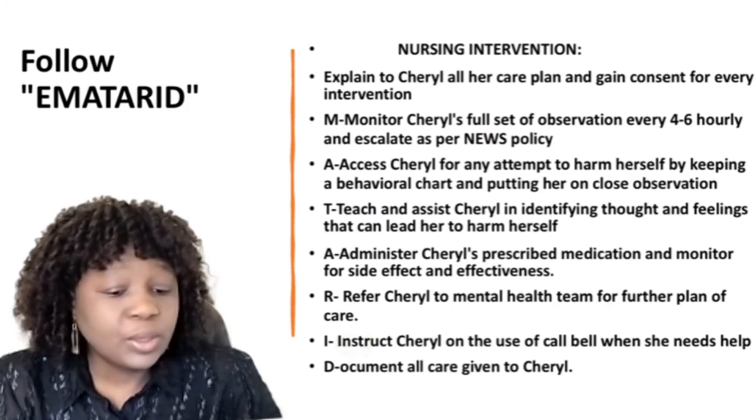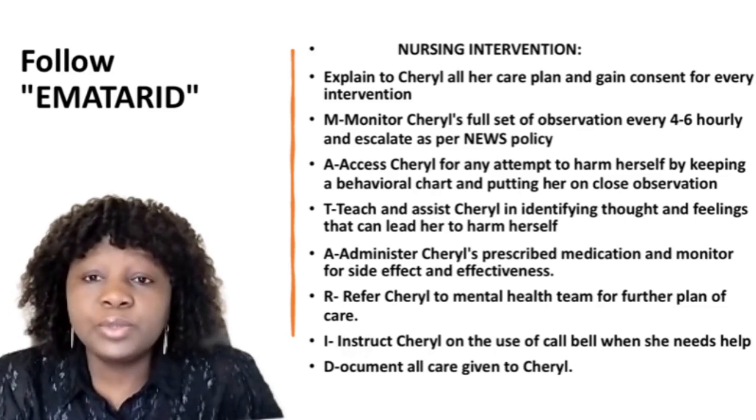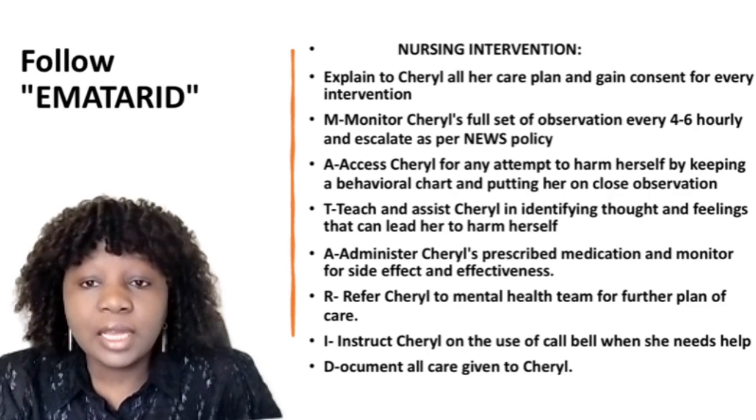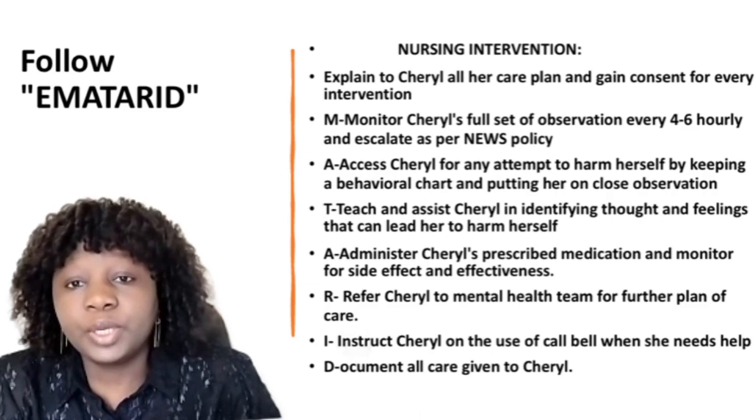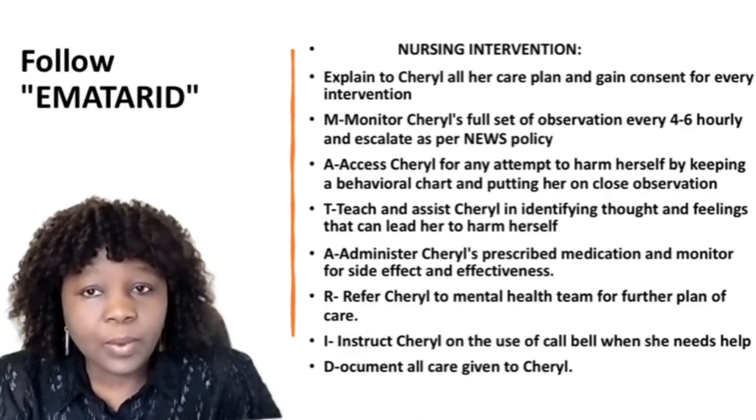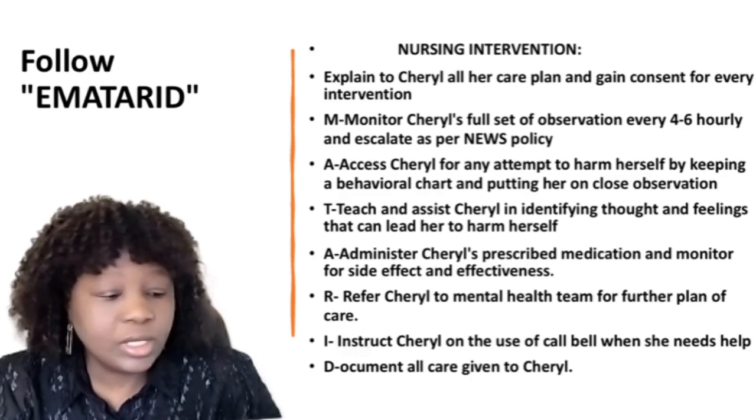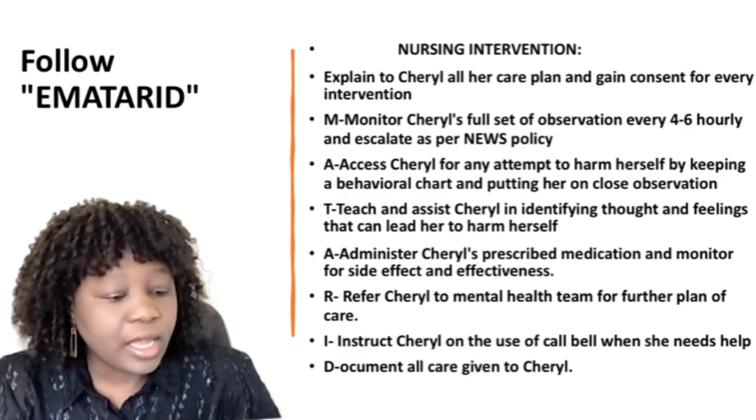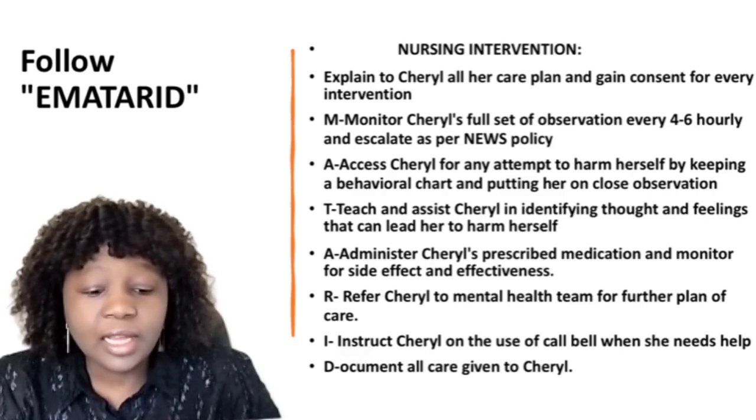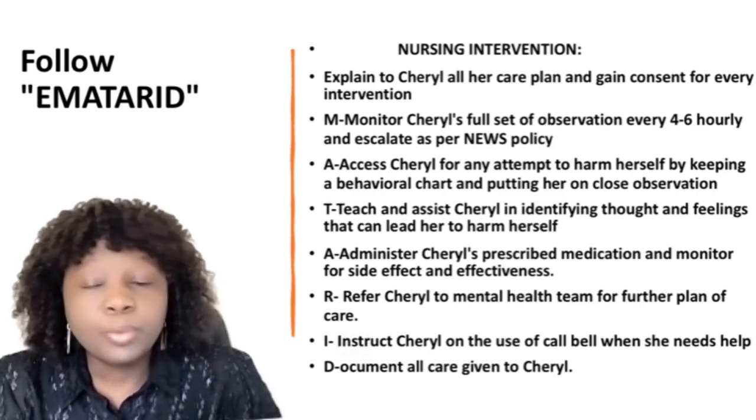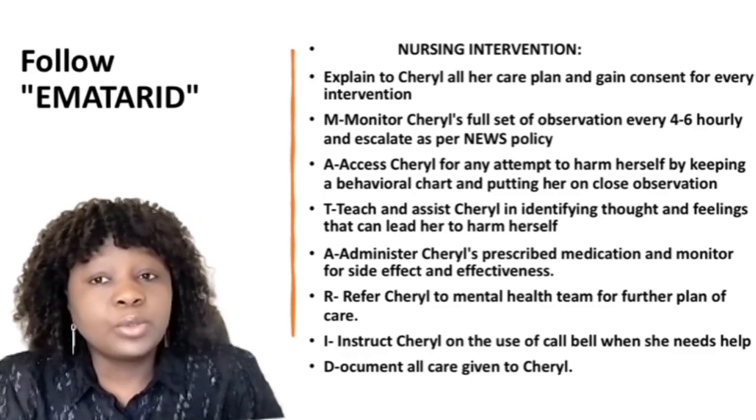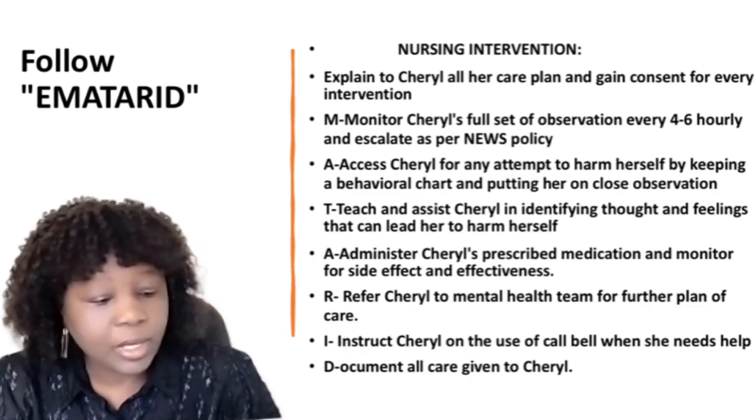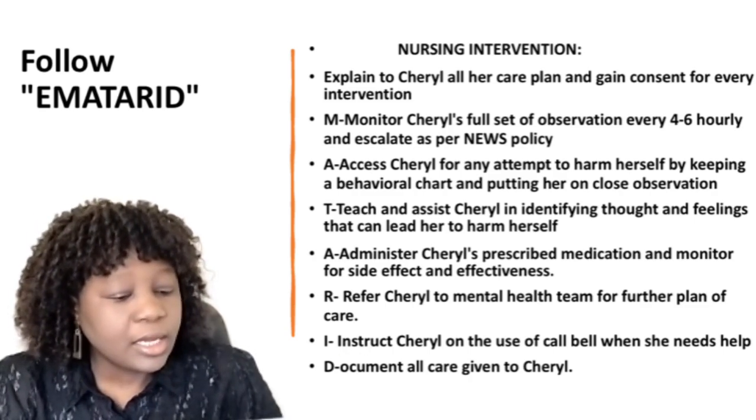And now, moving to the nursing intervention. The first E, we are still following EMATARI. Explain to Cheryl all our care plan and gain consent. And for the M, monitor Cheryl's full set of observation every 4 to 6 hours and escalate as per NEWS policy. The next one, which is A, is assess Cheryl for any attempt to harm herself by putting her on close observation. So Cheryl has to be on close observation so as to know when she's making an attempt to harm herself.